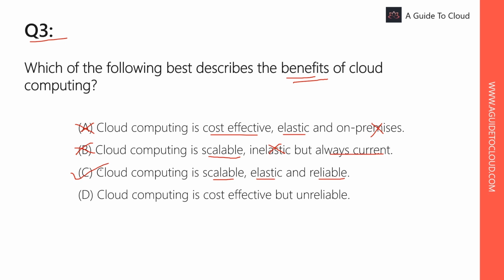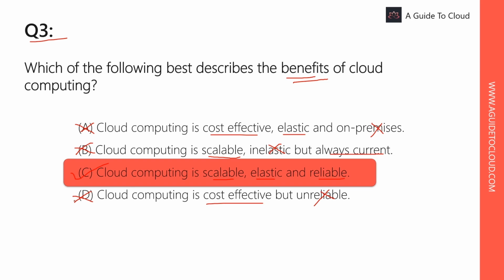Let's look at the last option as well. Cloud computing is cost effective but unreliable. So cost effective is right, but unreliable is wrong. So this is the wrong choice. So the right answer is option C, which is cloud computing is scalable, elastic, and reliable.